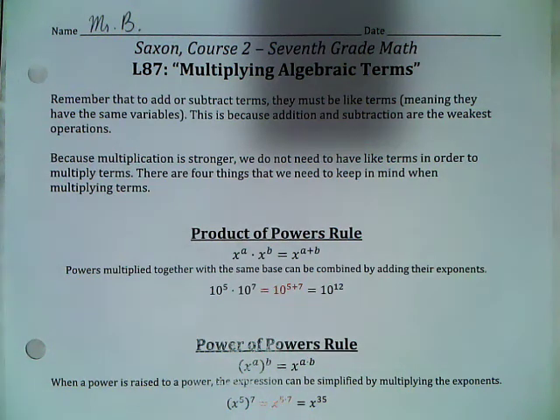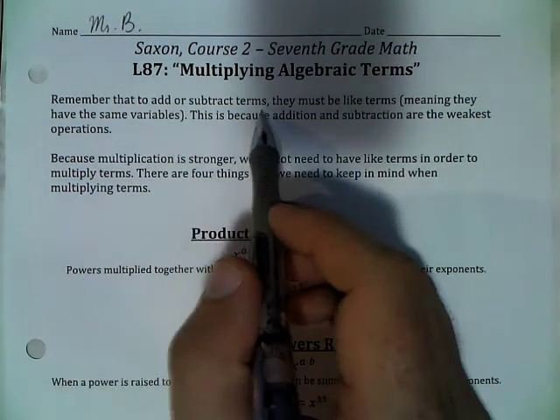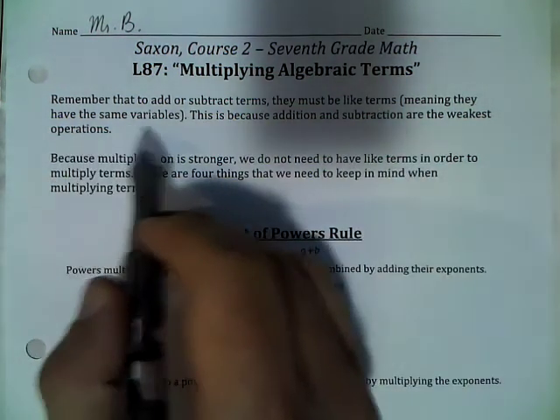This video is over lesson 87, multiplying algebraic terms, and it is for my 7th grade math class. So remember that to add or subtract terms, they must be like terms, meaning they have the same variables.